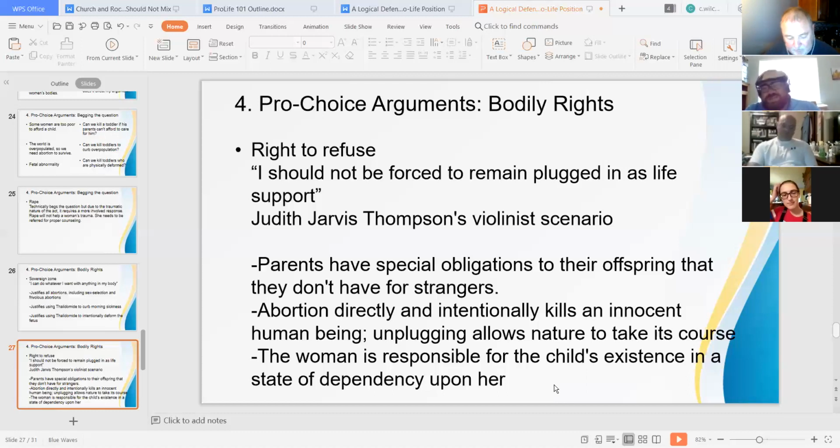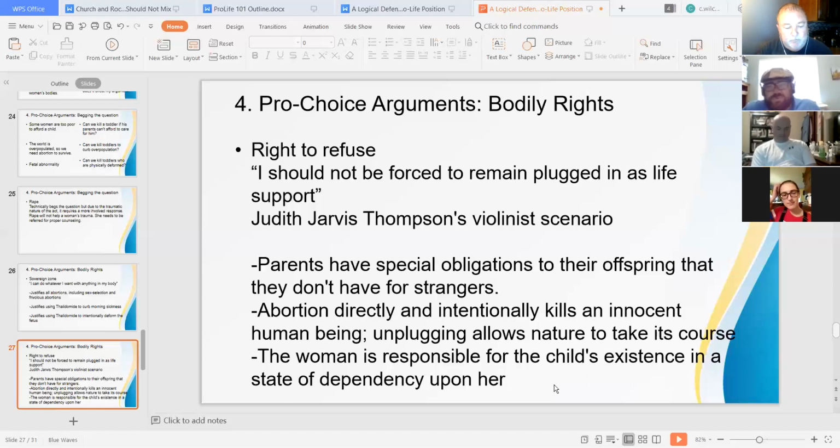Another disanalogy is that abortion directly and intentionally kills an innocent human being, but unplugging allows nature to take its course. So if you're in the situation of the violinist, unplugging from the violinist allows nature to take its course, and the violinist dies from the kidney ailment. He does not die, or at least does not directly die, because you unplug from him. But abortion is not simply an act of unplugging. Abortion is an act of directly and intentionally killing the human being.